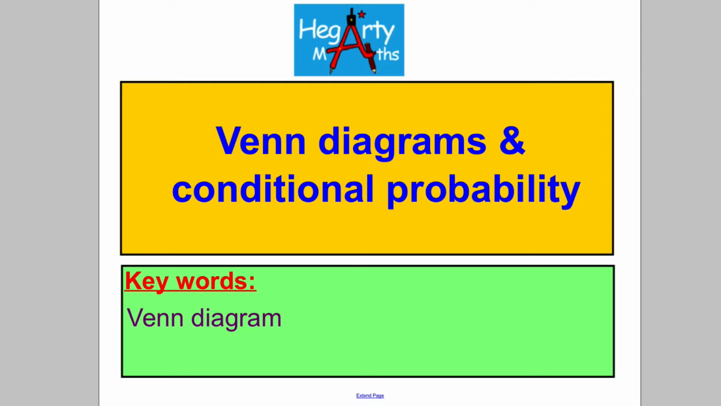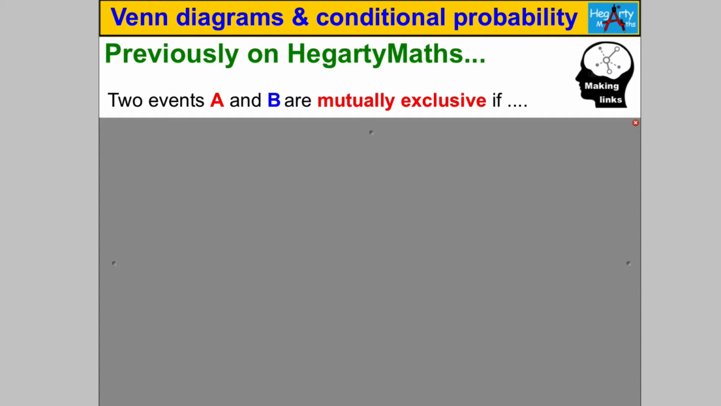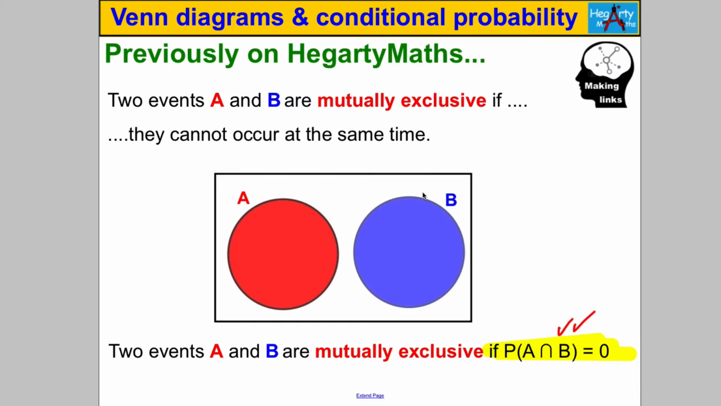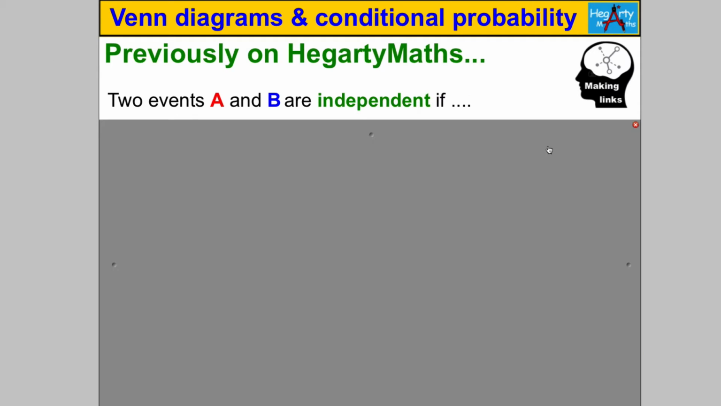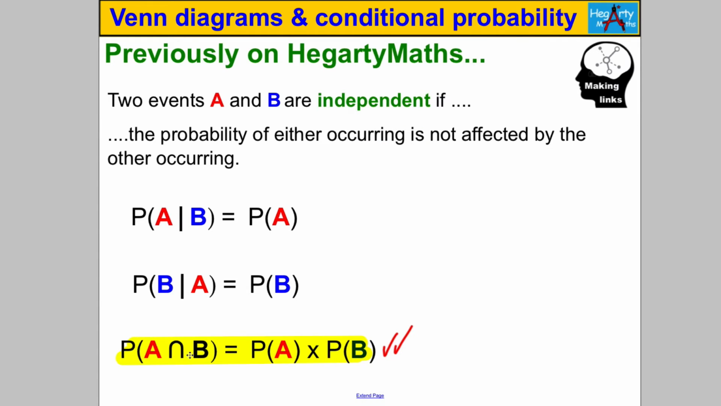Here are the things I need you really good at. Do you remember what mutually exclusive means? Well, hopefully you would have realized it's the probability of A intersection B is equal to 0. Do you remember what independent means? Well, the key result for us is the probability of A intersection B is just the probability of A multiplied by the probability of B.